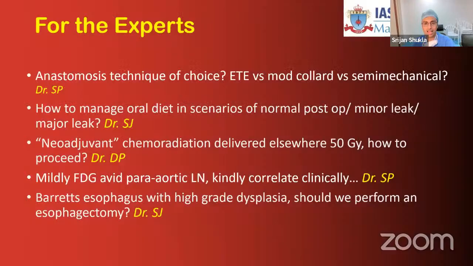Thank you, ma'am. That was indeed a very comprehensive talk covering almost all aspects of the GE junction tumors. I invite all the 3 examiners now for our last segment, which is the Q&A with the experts. So we have these 5 questions, and I've directed the questions to 1 examiner each. However, the other examiners are welcome to please contribute. The first question we have is for the anastomosis technique, which is of your choice: end-to-end versus modified Collard versus semi-mechanical.